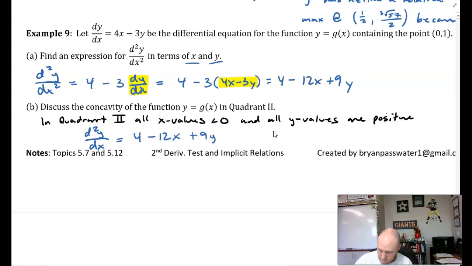Well, this value right here is going to end up being positive because I have a negative times a negative, and then here 9y, that's a positive times a positive. All of this is going to be greater than 0. So we can go ahead and say g is concave up in quadrant 2.